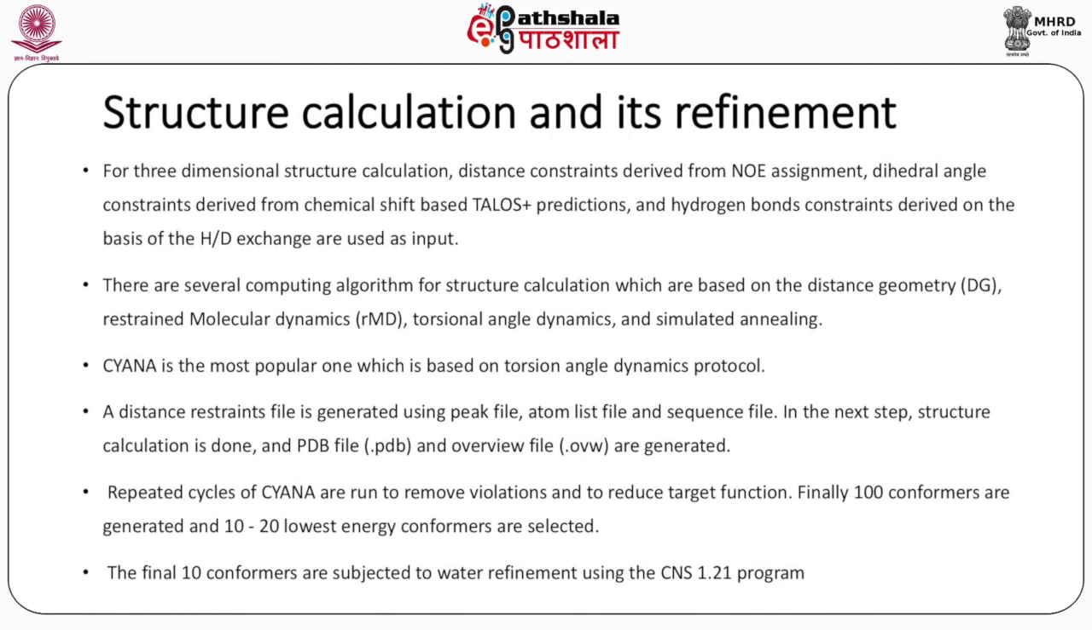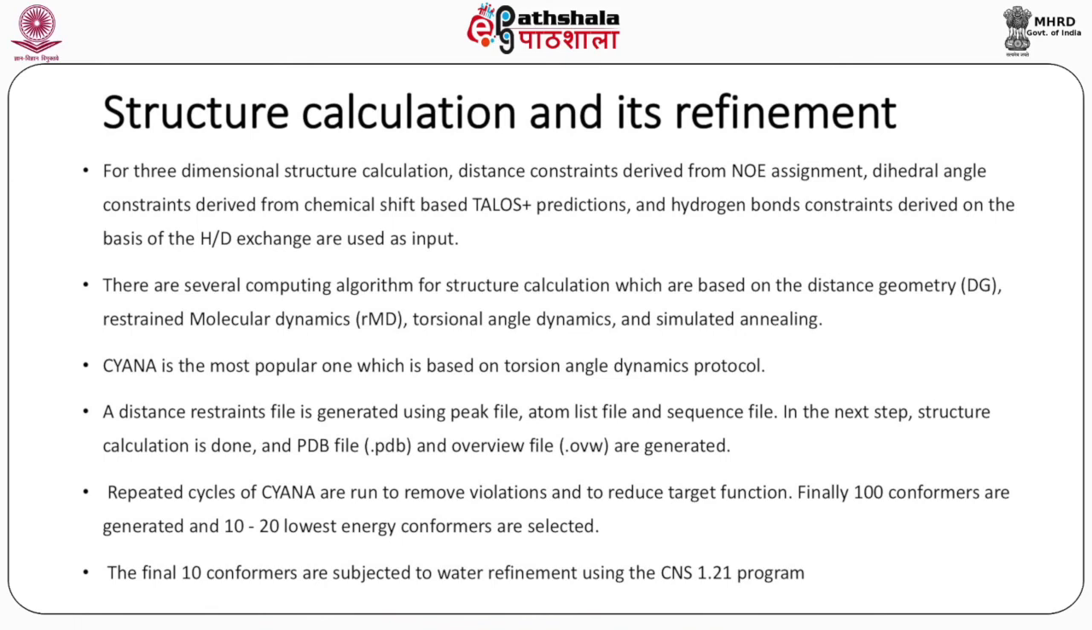A distance restraints file is generated using peak file, atom list file, and sequence file. In the next step, structural calculation is done and PDB file .pdb and overview file .ovw are generated. Repeated cycles of Cyana are run to remove violations and to reduce target function. Finally, 100 conformers are generated and 10 to 20 lowest energy conformers are selected.